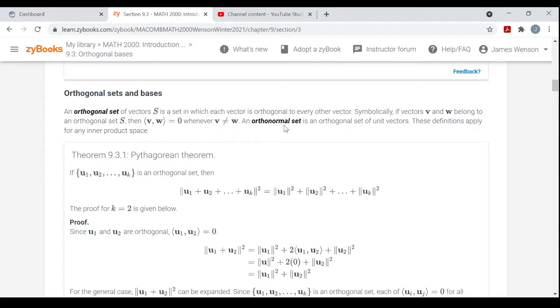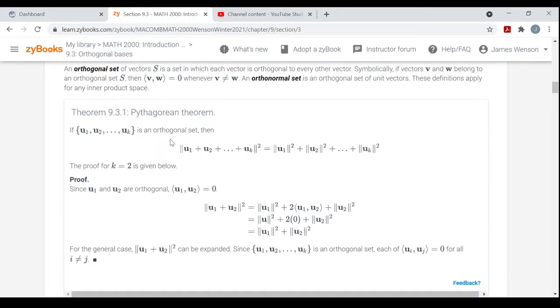An orthonormal set is an orthogonal set of unit vectors. So, again, a natural extension of a pair of vectors being orthonormal. An orthonormal set means every pair of vectors is orthogonal, and every vector in the set is a unit vector, has a norm of 1.